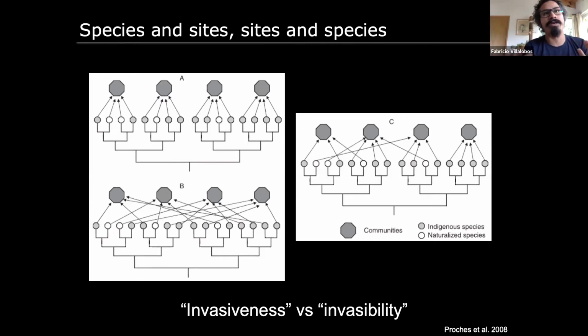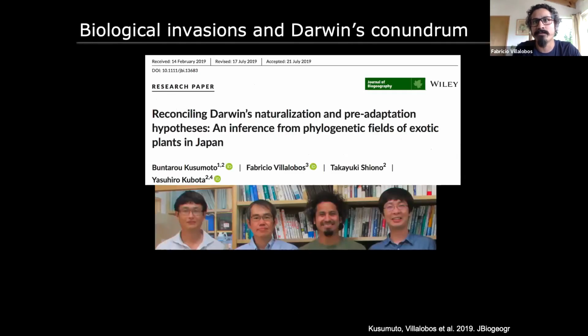And our argument here is that we can use the species field approach to study that. And we have two main properties. We have the invasiveness of the species, the tendency of the species to be able to invade a particular region. And we also have the invasibility of sites, the tendency of sites to accept exotic species. And with my good friends from the University of the Ryukyus, my Japanese friends, we published this paper a couple of years ago using the phylogenetic field approach to reconcile Darwin's conundrum, naturalization and pre-adaptation.